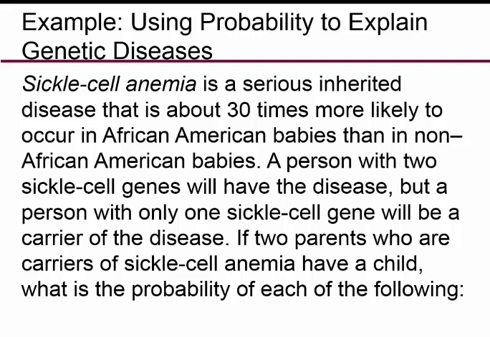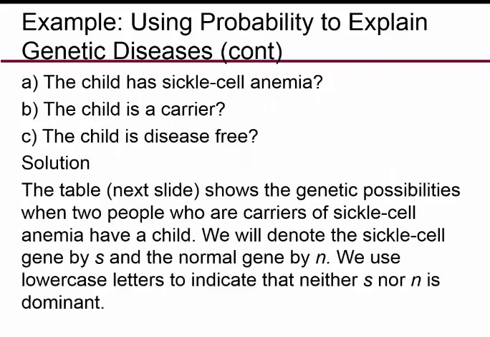Sickle cell anemia is a serious inherited disease that is about 30 times more likely to occur in African American babies than in non-African American babies. A person with 2 sickle cell genes will have the disease, but a person with only 1 sickle cell gene will be a carrier of the disease. If 2 parents who are carriers of sickle cell anemia have a child, what is the probability of each of the following? The child has sickle cell anemia, the child is a carrier, and the child is disease-free.